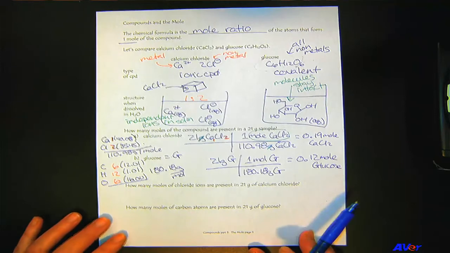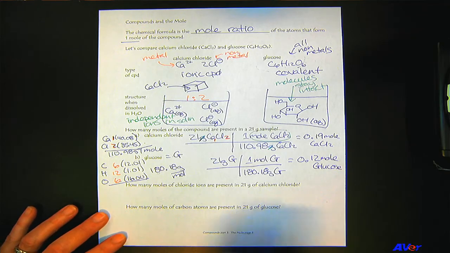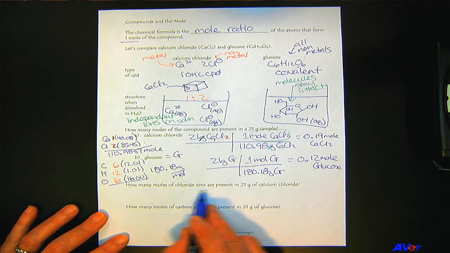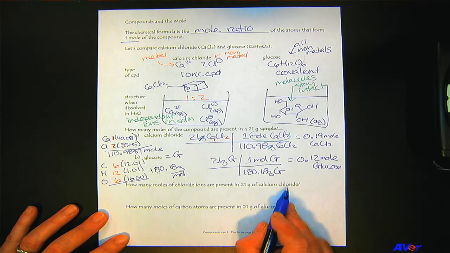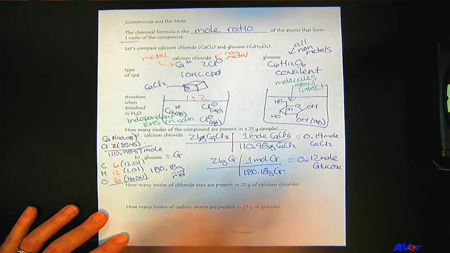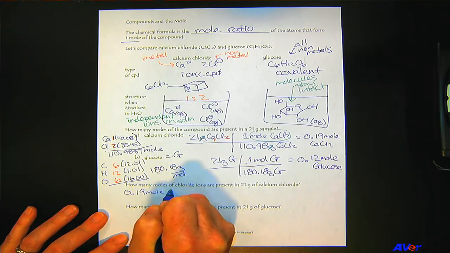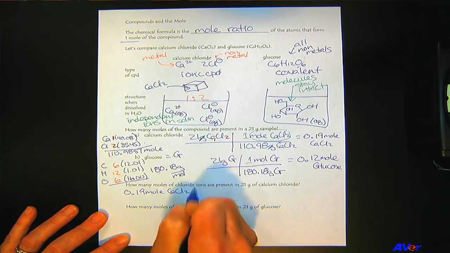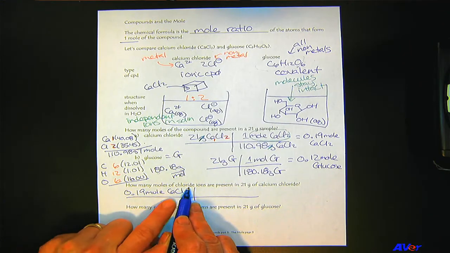Alrighty, so let's just do a couple more questions to wrap this up for this page, right? How many moles of chloride ions are present in that 21 grams? Okay, so we'll keep going, right? So the 21 grams gave us 0.19 moles of calcium chloride. So how many moles of chloride ions, right?